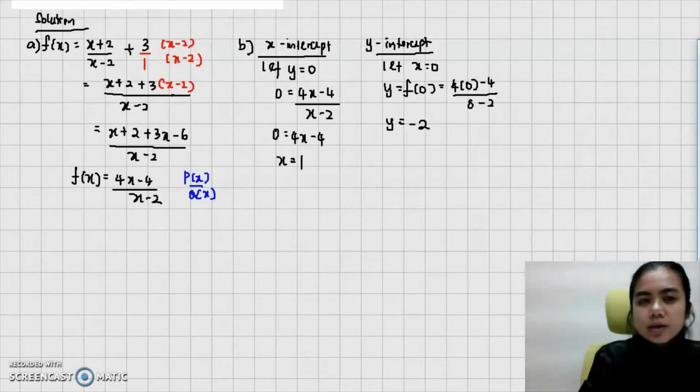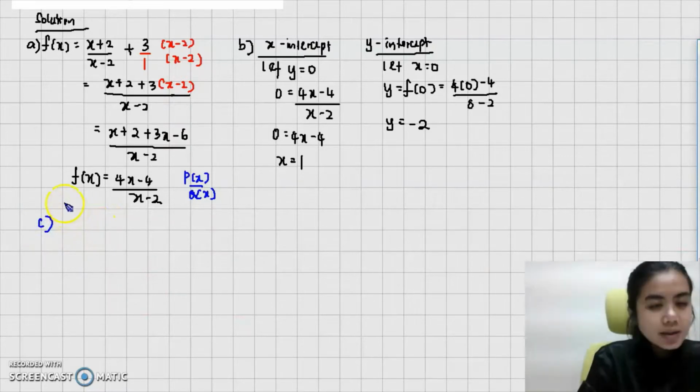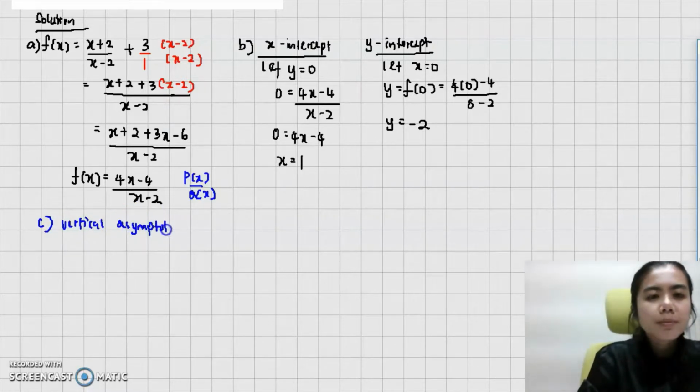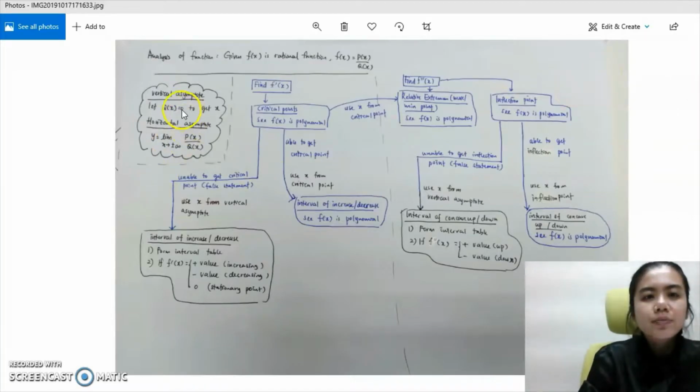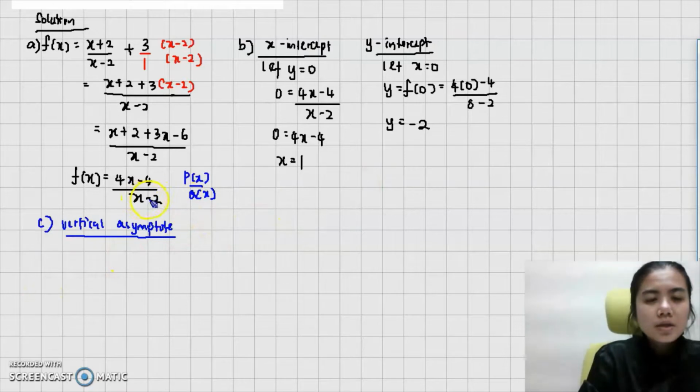Let's just look at C. For the vertical asymptote, you need to let your qx equal to 0. Just refer back to your paper, that is the flowchart that is here. Let your qx equal to 0 to get your x. This is your qx, that is x minus 2. So equal to 0, you have x equal to 2.